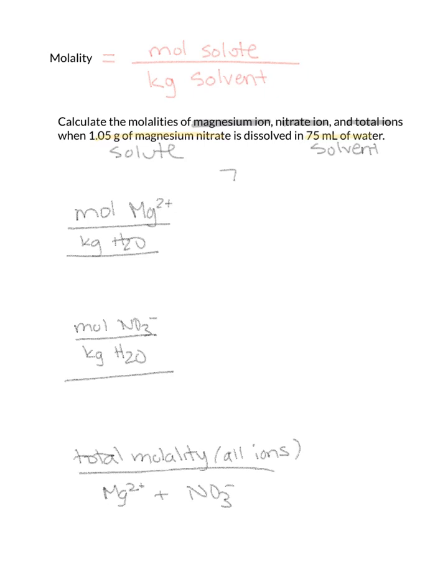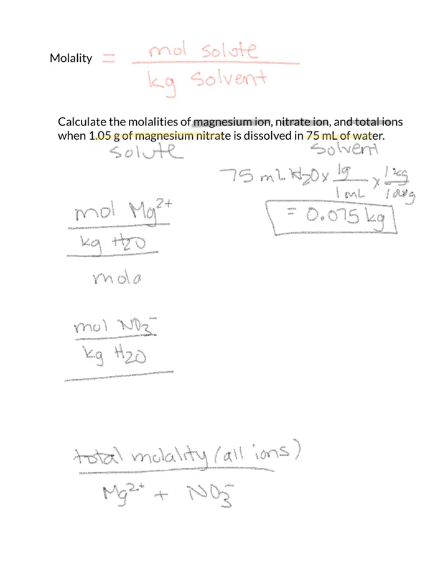If I have 75 milliliters of water, I know that its density is 1 gram per milliliter. And by the way, 1 kilogram has 1,000 grams in it. What do I come up with? I come up with 0.075 kilograms of solvent. I really like molality problems when I have water. Why? Because the molality equals the molarity, only because this is water.